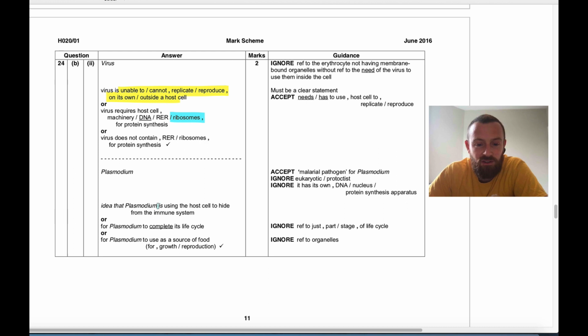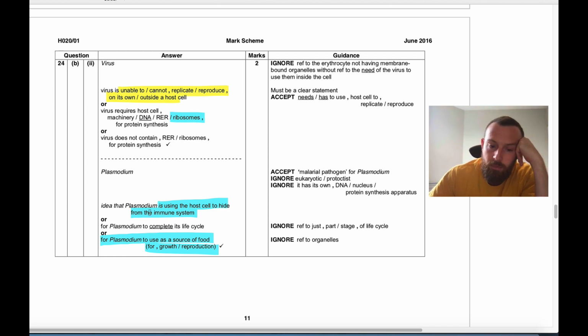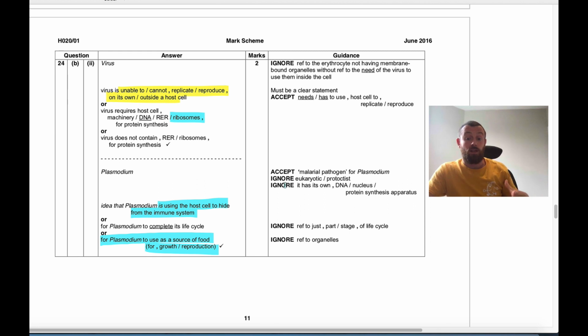is using the host cell to hide from the immune system. I didn't really say that. I did say this, okay, so Plasmodium to use as a source of food. Plasmodium to use as a source of food for growth, reproduction. It's kind of just eating the hemoglobin, but it is its own cell, so it has its own machinery to copy itself, okay? Ignore it has its own DNA, nucleus, protein. Yeah, okay, so those are the marks. Moving on.